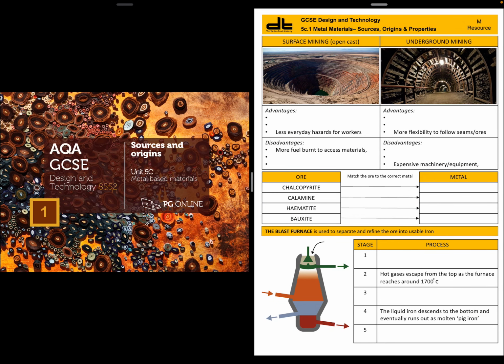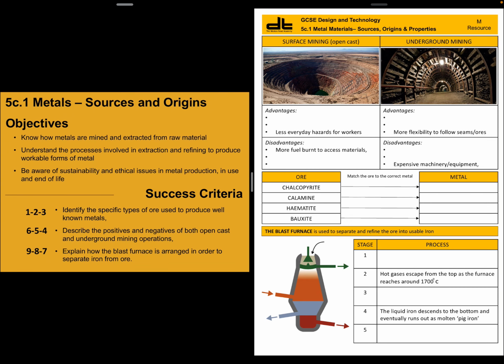Okay, this is Unit 5c, which is the metal-based materials, and this is the sources and origins. So your objectives today are: know how metals are mined and extracted from raw material, understand the processes involved in extraction and refining to produce workable forms of metal, be aware of the sustainability and ethical issues in metal production and its use and then end of life.